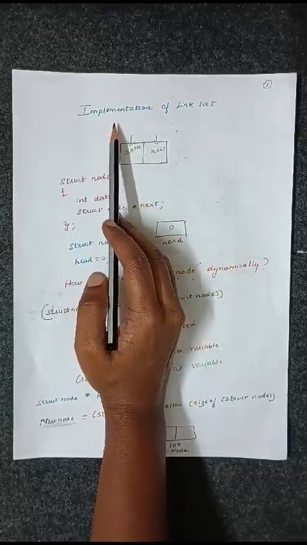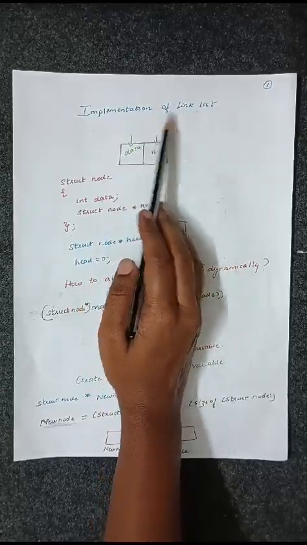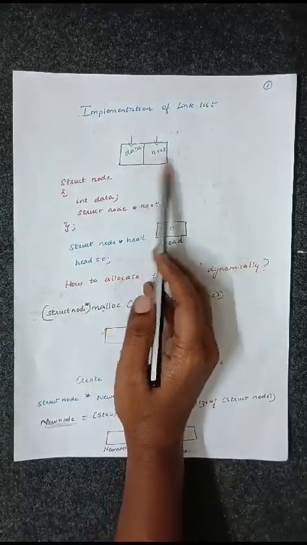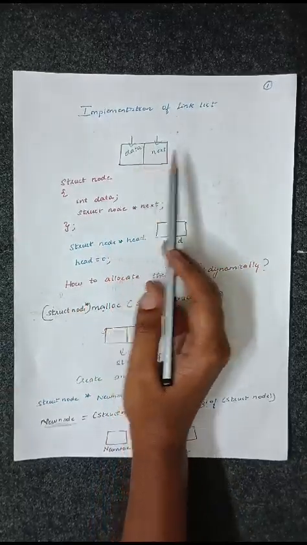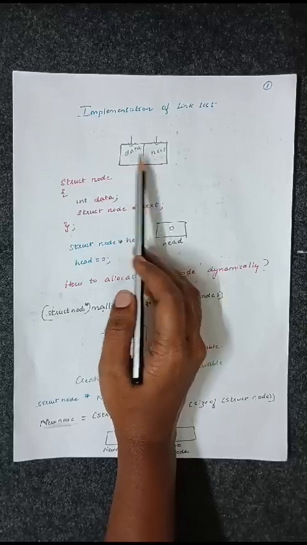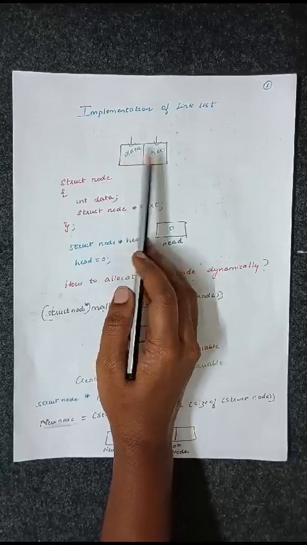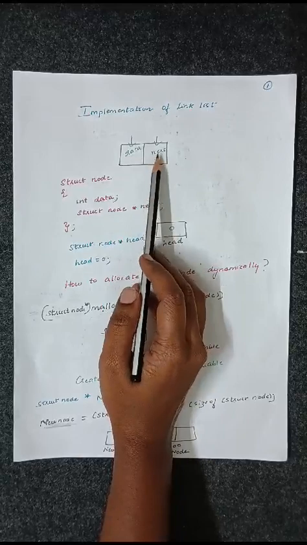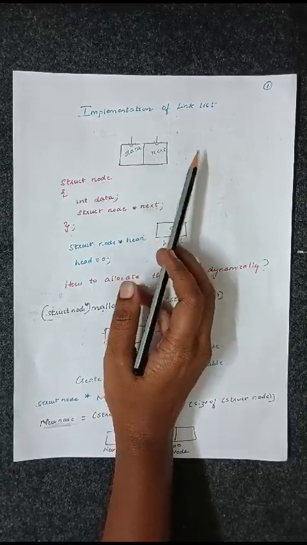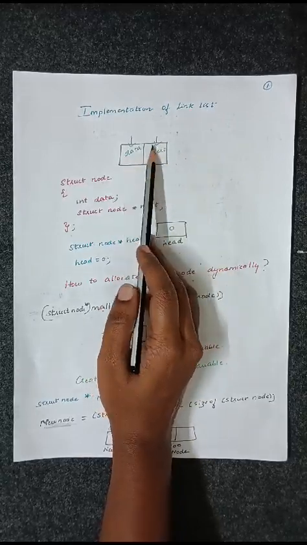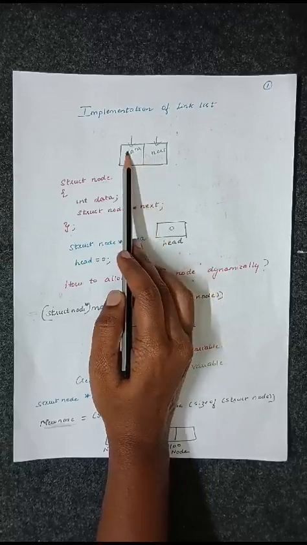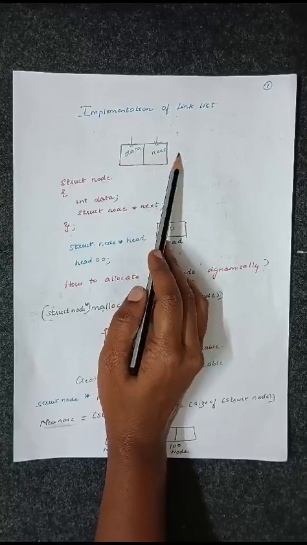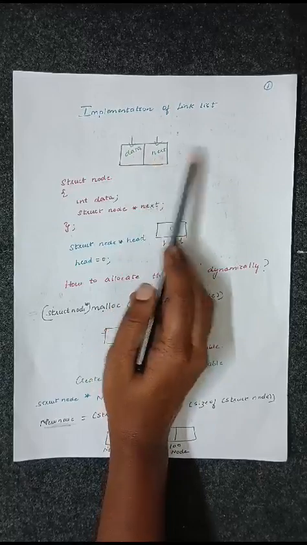In this video, we are going to learn about the implementation of a linked list. To create a node, a linked list contains two parts. One is the data part, and the other is the address of the next node. So here we have two parts in a linked list: one is your data, and next is your next node, where it stores the address of another node.